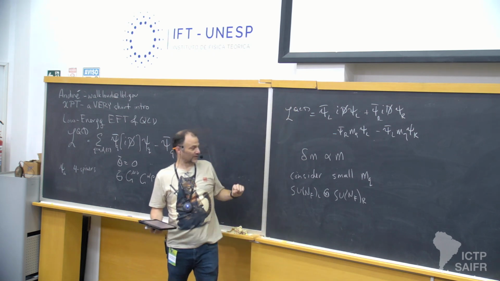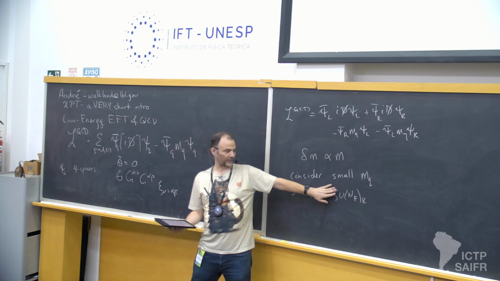So this Lagrangian really has a U left cross U right symmetry.